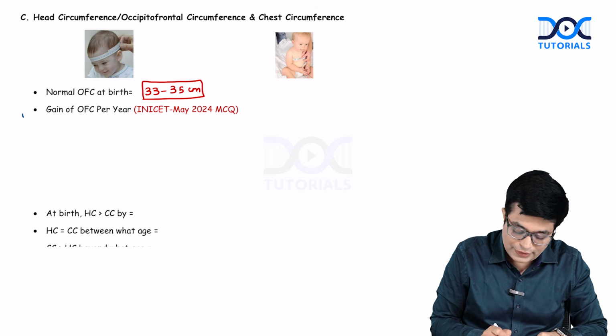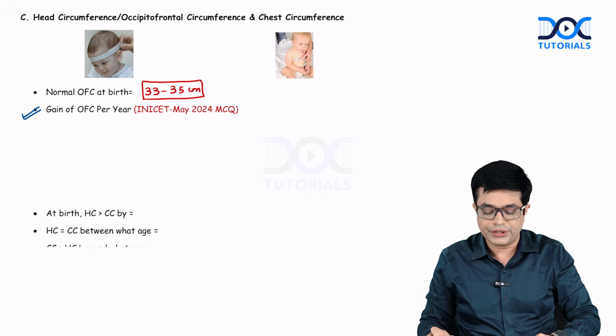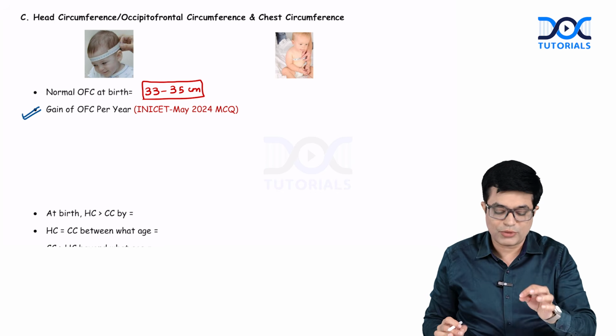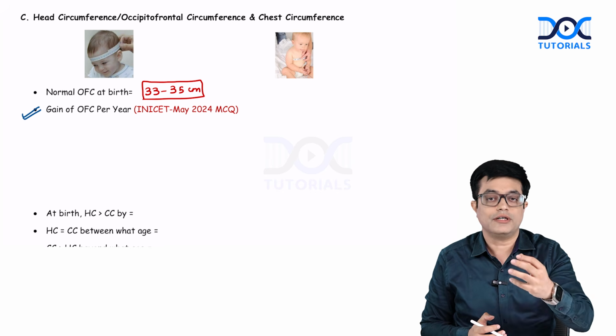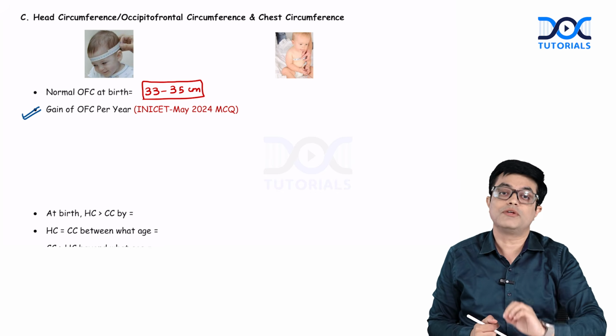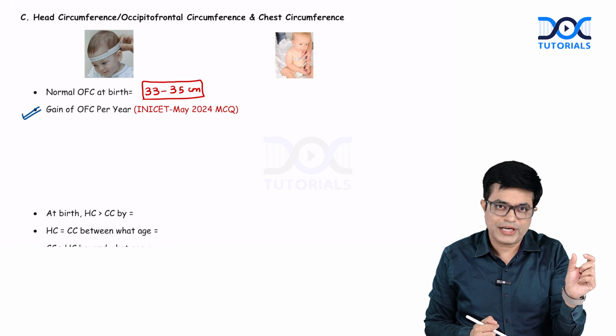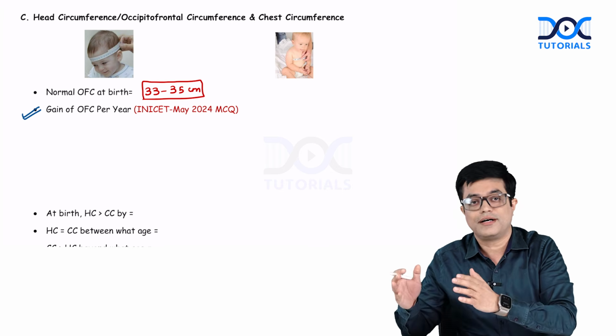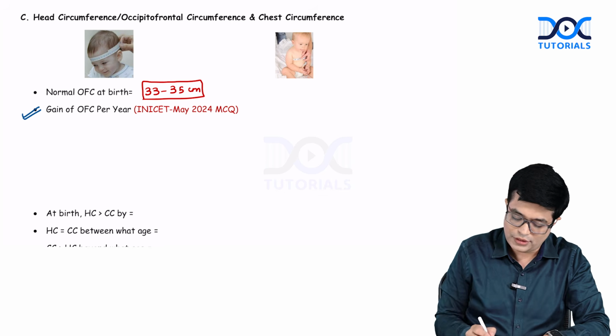And then the high yielding topic, gain of OFC per year. In the INICET May 24, they had asked a question related to how much OFC or how much head circumference a child gains in 1 year. Just now we had discussed height velocity. Now they are asking OFC velocity, that is head circumference velocity. So how to remember it?